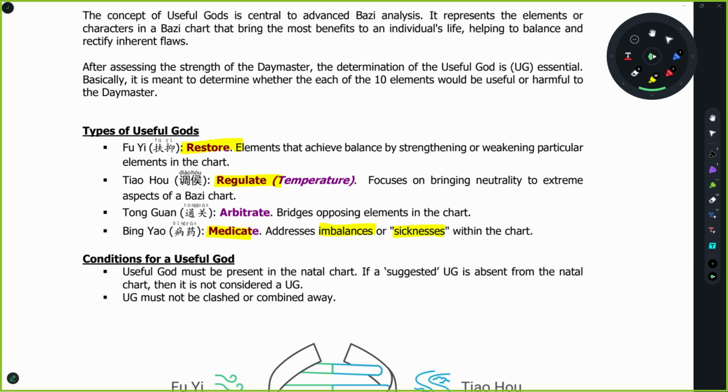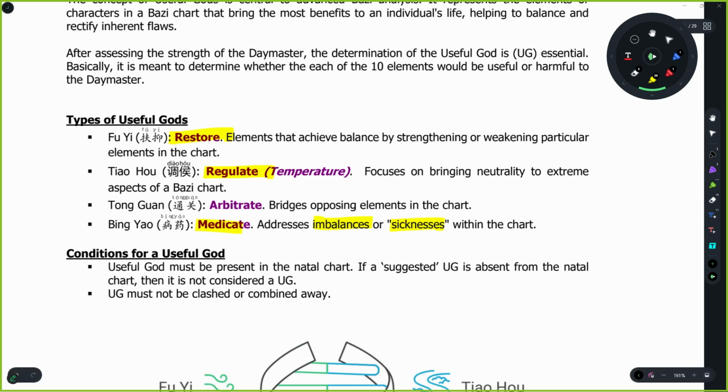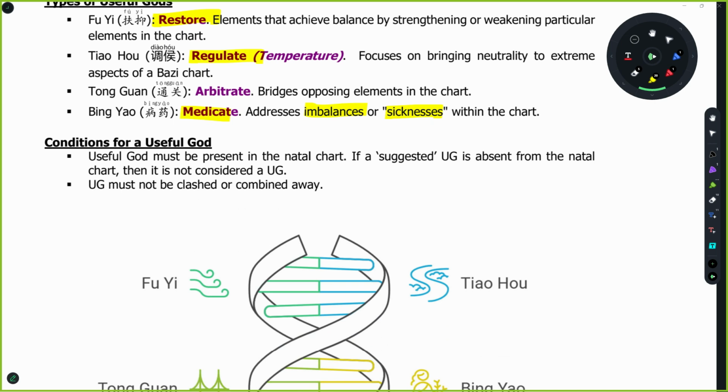And therefore, as we have sicknesses and imbalances within the chart, that's where the Useful God plays the role to medicate. So to medicate, number one, we need to understand the two key conditions for a Useful God to be useful. First of all, the Useful God must be present. If the Useful God is present, it must be real. If it is absent, then it may be considered to be a void God.